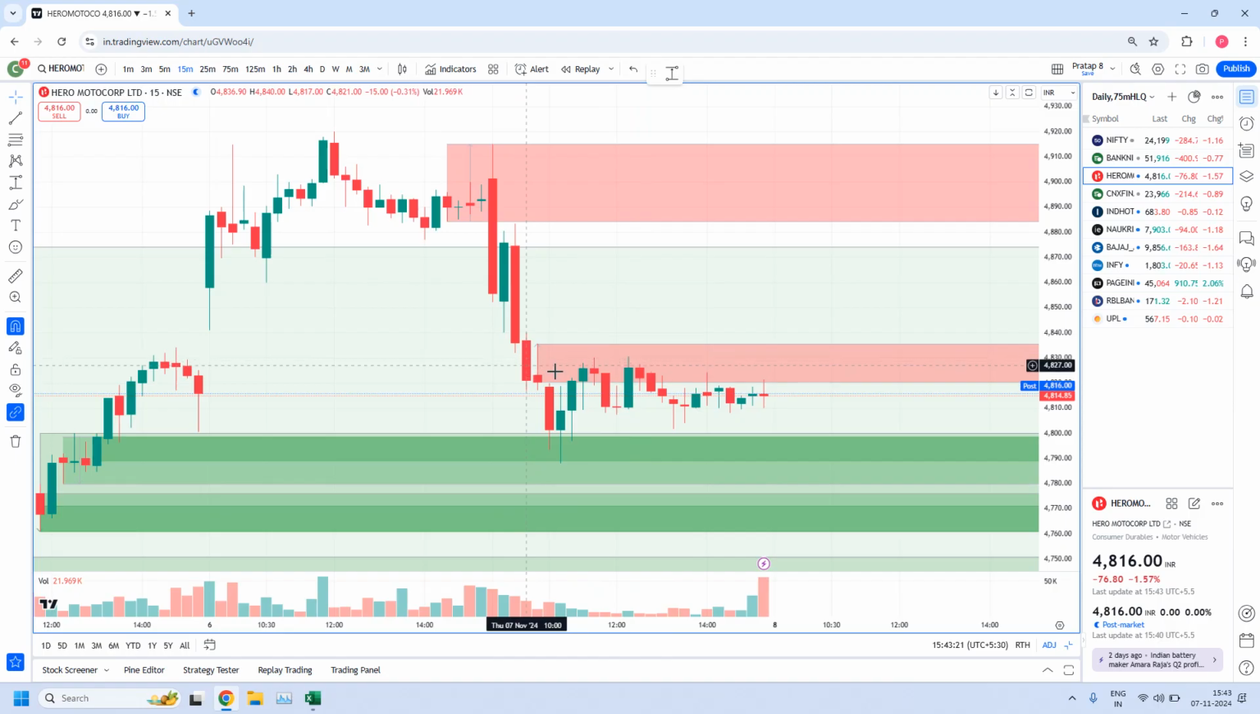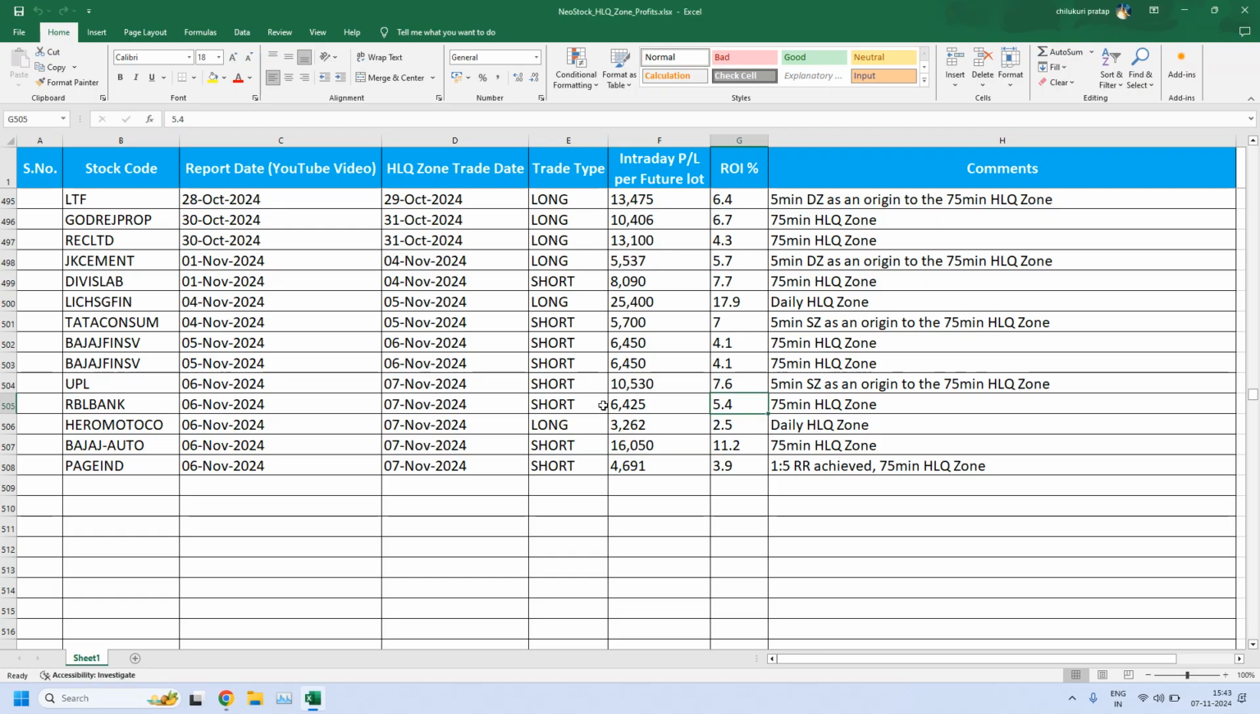Because of this new 15 minutes target, we got less profit. Okay, fine. Hero Motor Corporation, we got 3,262 rupees profit, which is a 2.5% ROI. Generally, for intraday traders, 2% ROI is extraordinary. But in high liquidity zones, generally we bet on getting around 5 to 6%. Average ROI is 6%. Many times we get between 5 to 6%.